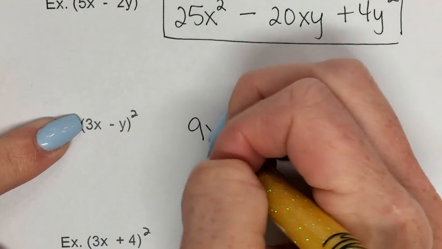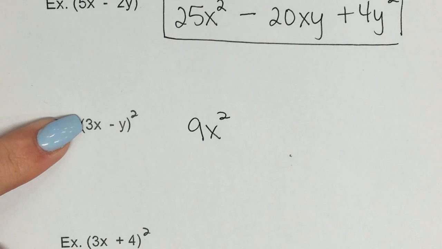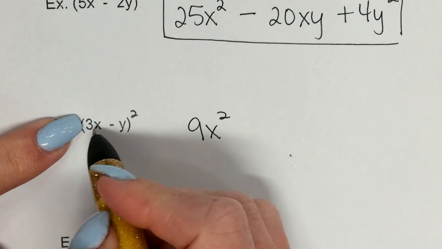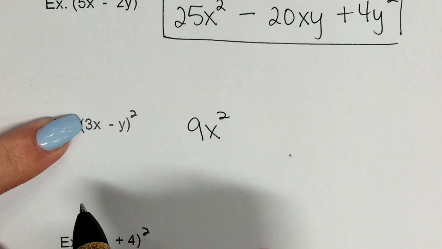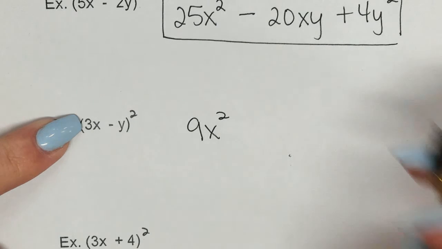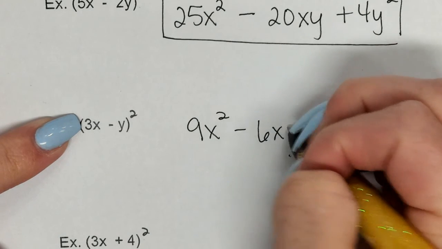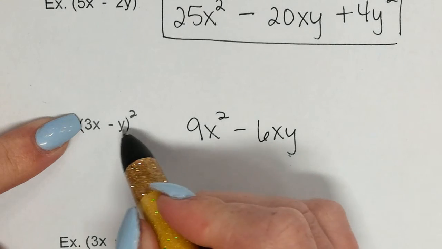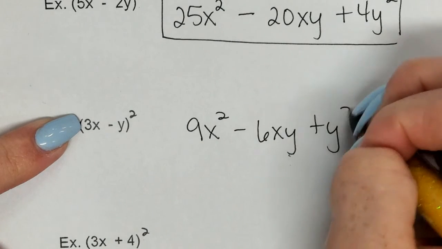9x squared. I would take 2 and multiply it by 3x and y. No, we're not squaring it. We're just multiplying. Minus 6xy. And then this one would be squared, so plus y squared.